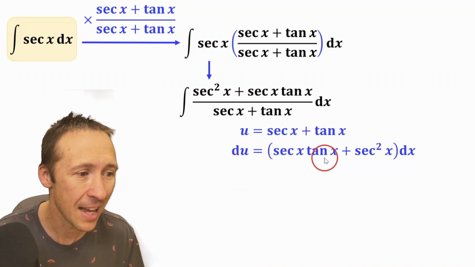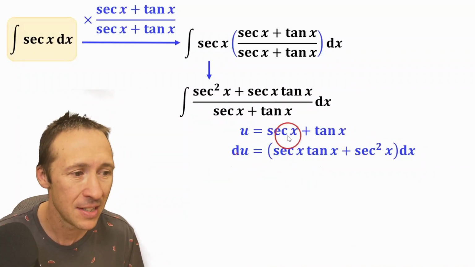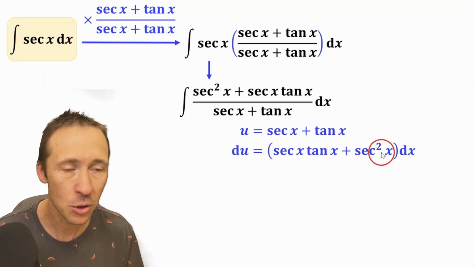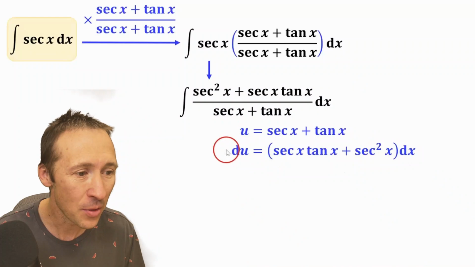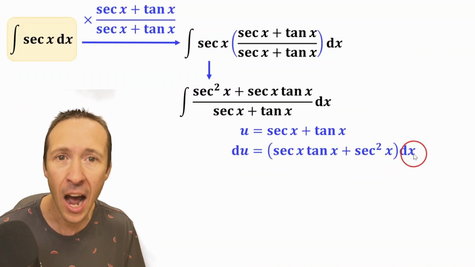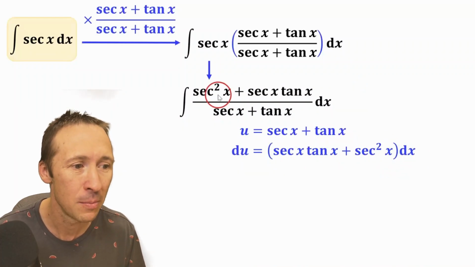du equals secant x tan x, because that's the derivative of secant x, plus secant squared x, because that's the derivative of tan x. I have a video on that, dx. And this du is equal to the entire numerator. So the whole numerator becomes du.